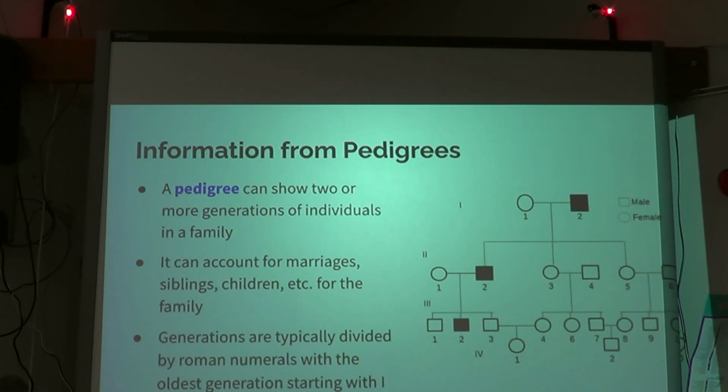Sometimes they use Roman numerals to represent generations, and sometimes they use numbers to represent children of that generation or individuals within that generation. So then the idea is we can go through and say, hey, in generation two, that's Roman numeral two, that's line number two, we can talk about individual number four. It's just a way to identify. Sometimes we do, sometimes we don't. Okay?